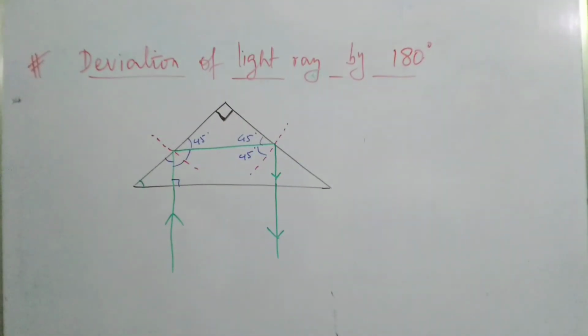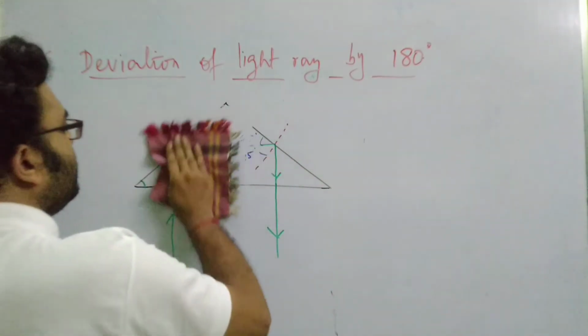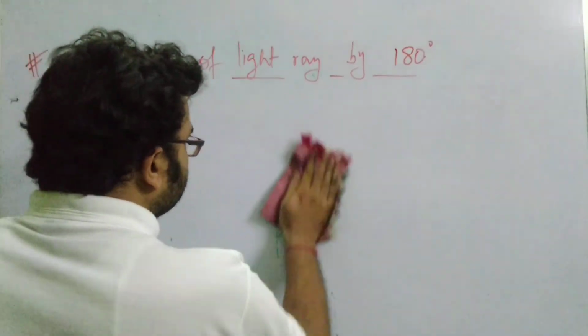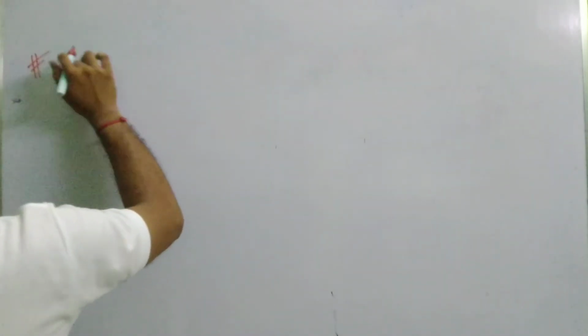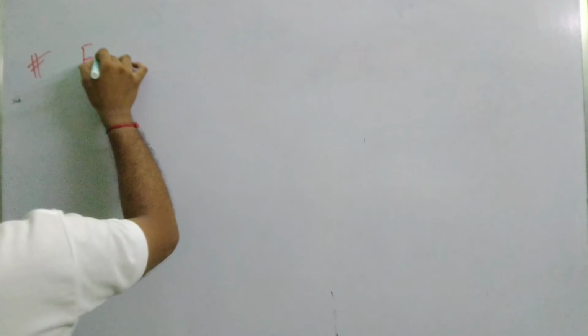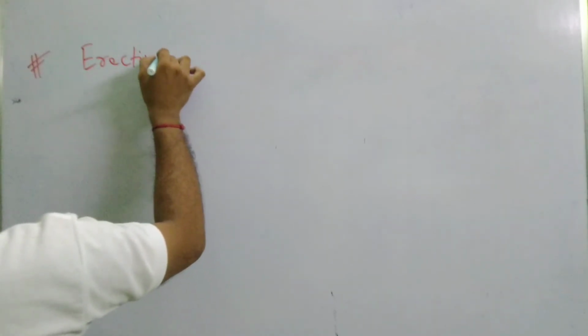Another application, the third application that we will be seeing, is that we will not be deviating the light, rather we will be making an inverted image erect. Let us see how we can do that. So the third topic is inverting an erect image, or rather the other case, you can also say, erecting an inverted image.